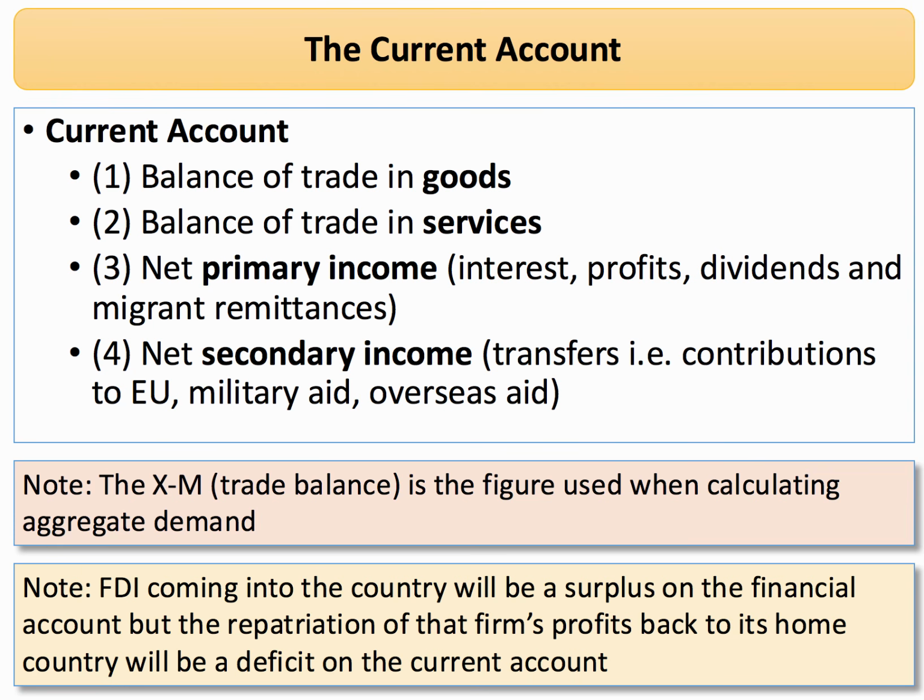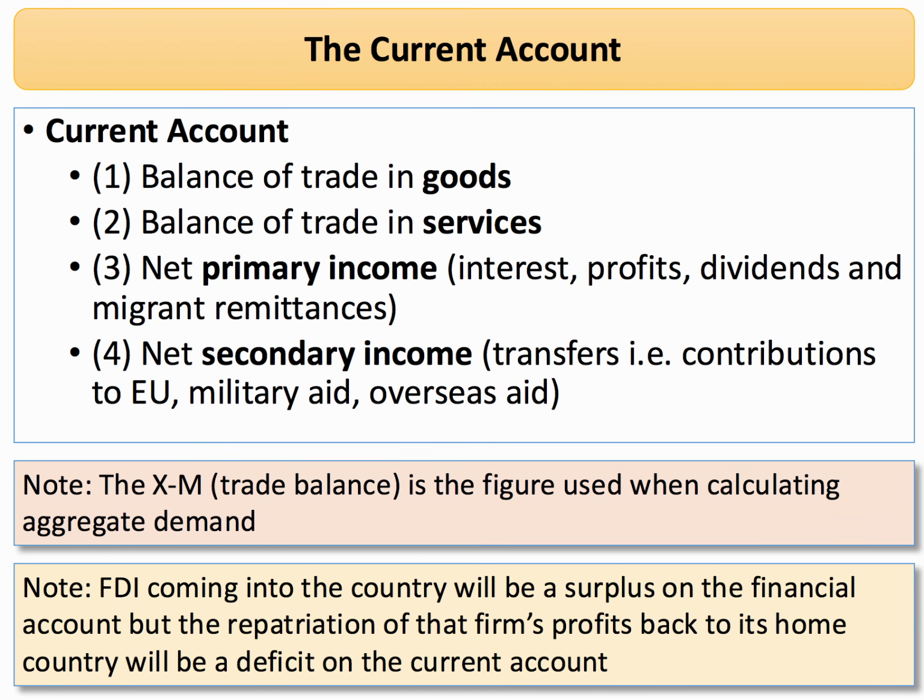So here we go. The current account is the part of the balance of payments that typically students study in their first year of macroeconomics. And the current account is the balance between trade in goods, trade in services, net primary income, we'll go through that in a second, and net secondary income. So the X minus M that you may be familiar with, the C plus I plus G plus X minus M, is the trade balance used when calculating aggregate demand.